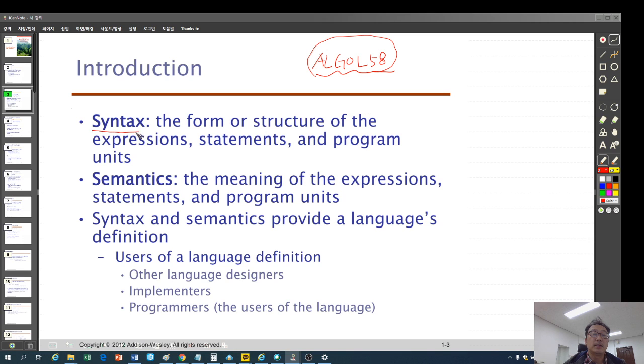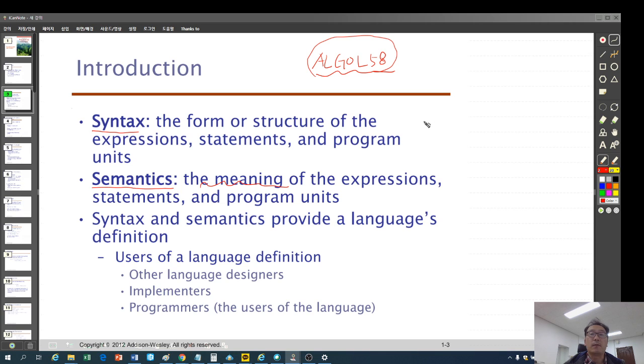So when you discuss a programming language, you have to define two things. The first is syntax, and the second is semantics. The syntax is the form or structure of expressions, statements, and program units in a programming language. And the semantics is the meaning of such expressions, statements, and program units.